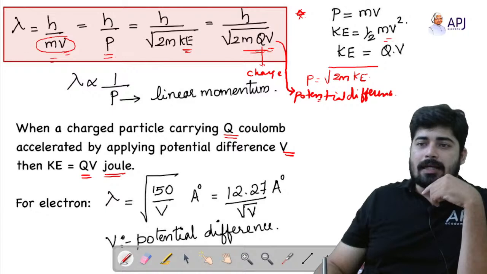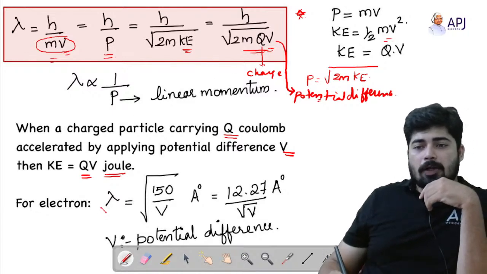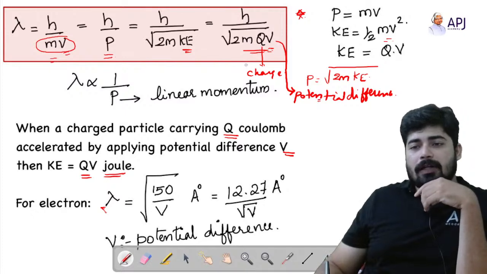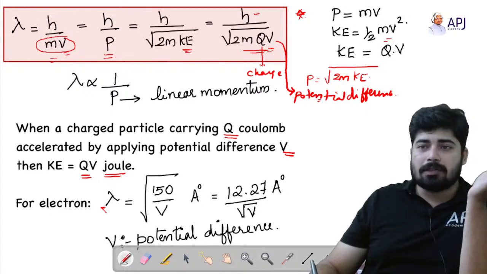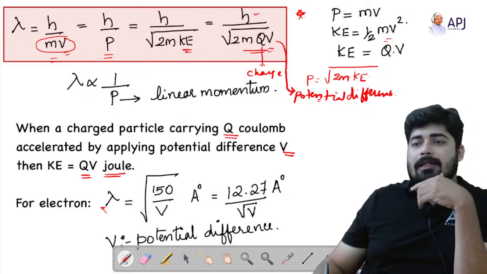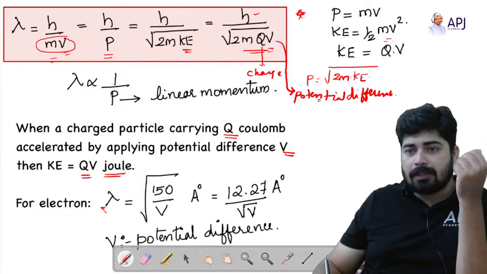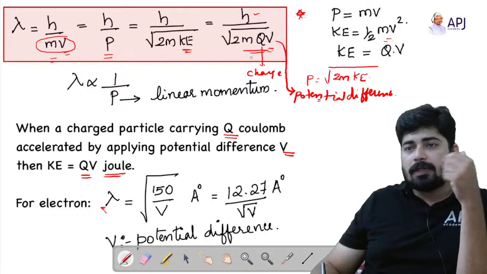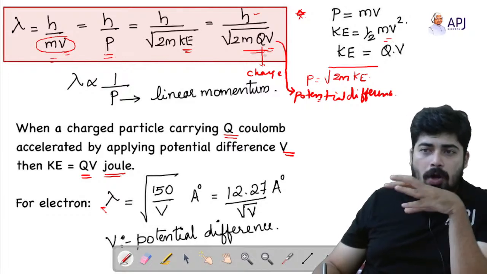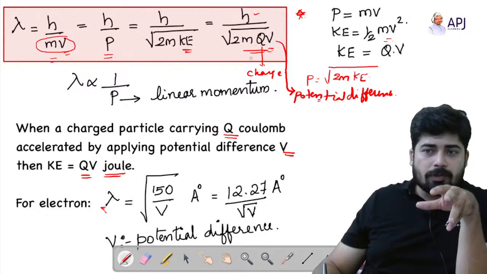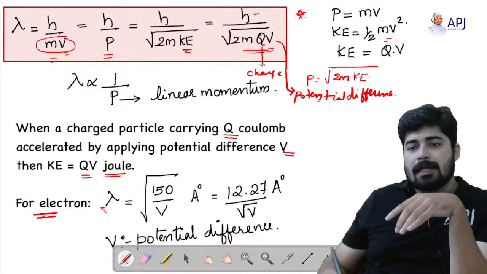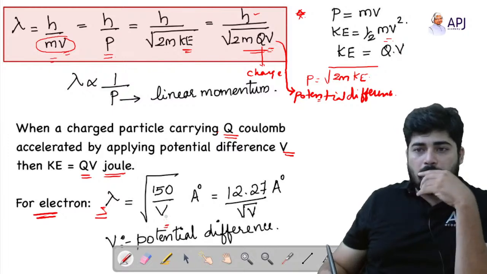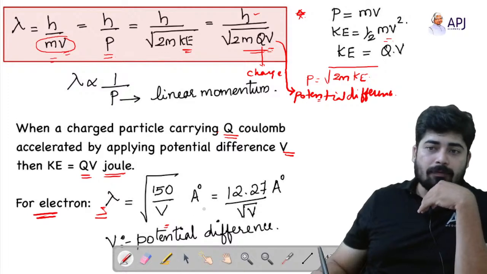So remember this equation. Now for an electron, after applying the values of the constants: Planck's constant is 6.63 into 10 raised to minus 34, mass of electron is 9.1 into 10 raised to minus 31 kilogram, and q is equal to 1.6 into 10 raised to minus 19 coulomb. We simplified the equation, and for an electron we can write the wavelength lambda is equal to root of 150 by V, where V is the potential difference.